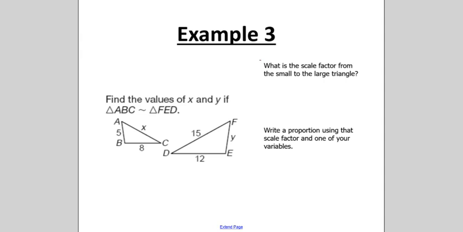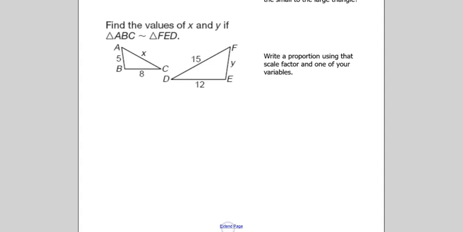Find the value of X and Y if ABC is similar to FED. So again, I personally like to do this and put F, E, D to match it up. Okay, so FE is my Y, DE is 12, and this is 15.